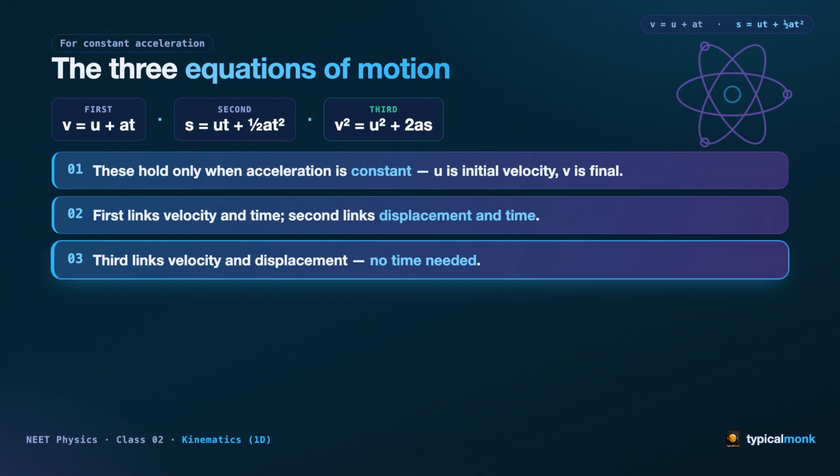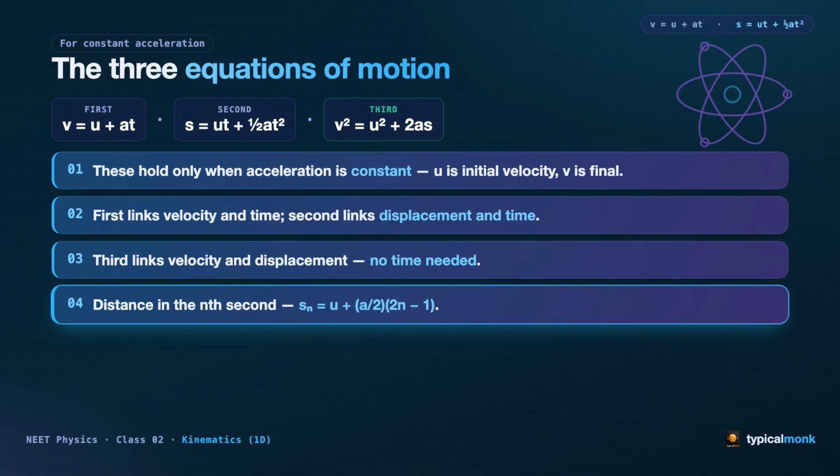The third equation says v squared equals u squared plus 2as. It links velocity to displacement. And notice it carries no time at all. Use it when time is neither given nor wanted. And one more that NEET loves, the distance covered in the nth second, which is u plus a over 2 times the quantity 2n minus 1. Keep these four together, and straight line motion holds no surprises.